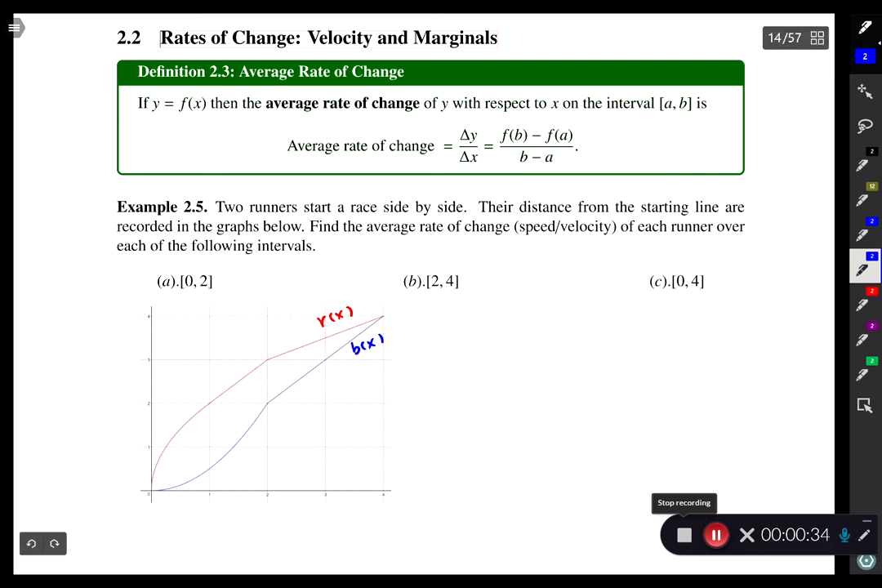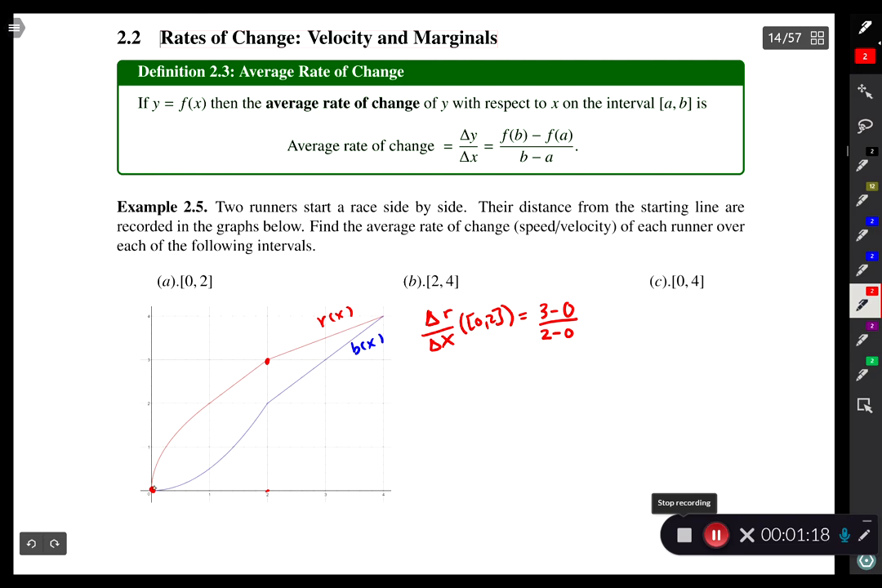And so what we want to calculate for the red runner is delta r over delta x on the interval from 0 to 2. Well, we start at 0, 0, and when x is 2, we're at 3. So we have 3 minus 0 for the change in r, or change in distance. I guess it's really change in distance, but I'm doing red, so let's just let r be the red distance and b be the blue distance. Okay, and then the change in x is 2 minus 0.